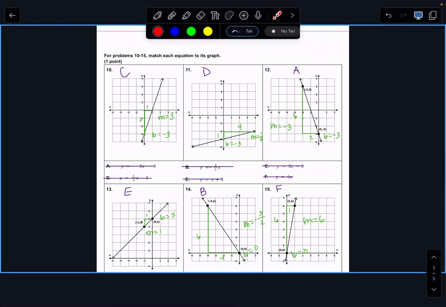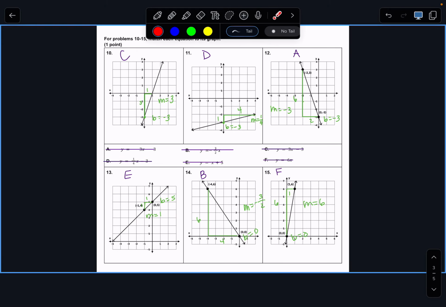Okay. All right, now I'll go to the next page. This is going to look similar to what you see here in a few moments. On this page, you are matching these 6 equations with our 6 graphs. So like when I look at number 10, I see that we have a positive 3 over 1 slope. We have a y-intercept of negative 3. So now I need to find that equation.